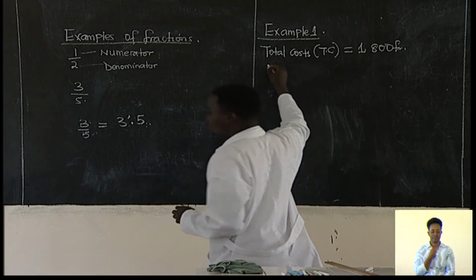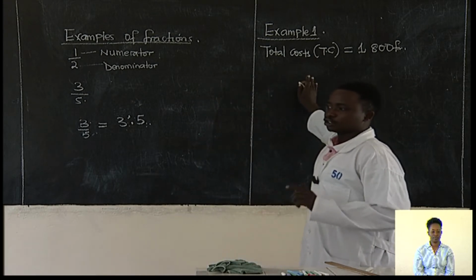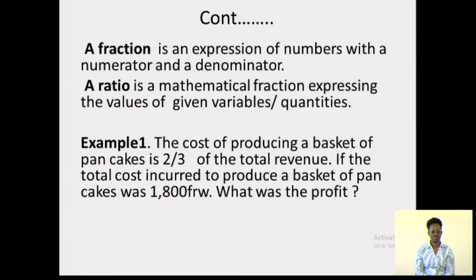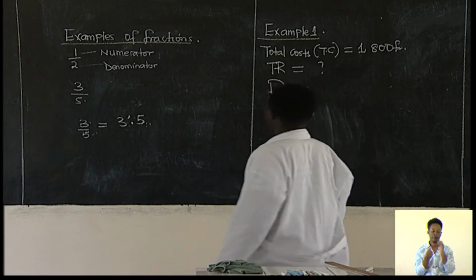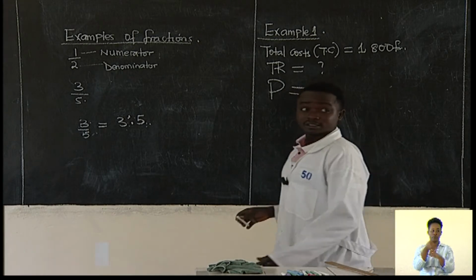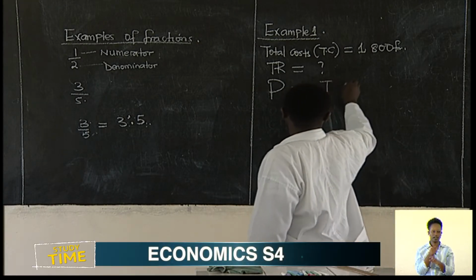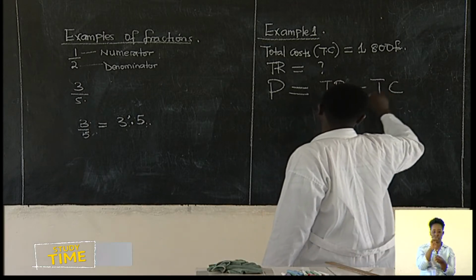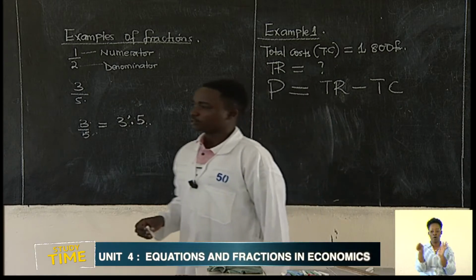So if you have to calculate total revenue, we have total cost here, but we have not been given the total revenue. That is what we want, and they are asking us to get the profit. So how do you get the profit? To get it, you must get the total revenue, then you subtract the total costs of production.